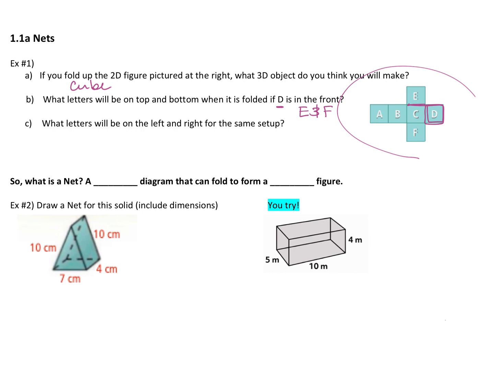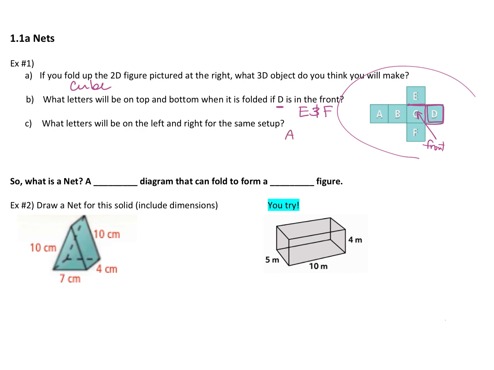Okay, and then if C is my front, if this is the front, what's going to be my left side? What's going to be my right side? Okay, so here's my front. My left side would be here. My right side would be here. A and C. So in this case, left and right is going to be A and C. Good.